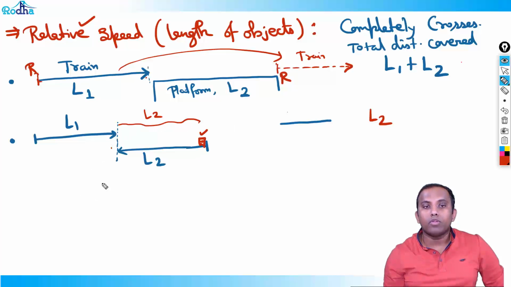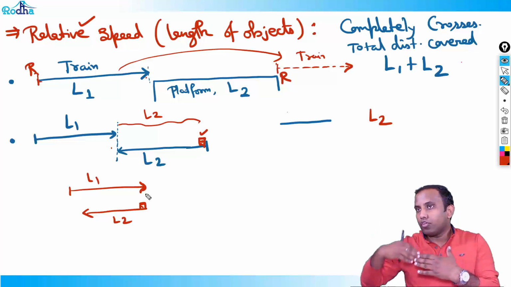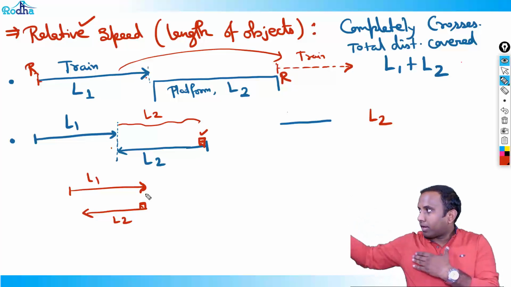Okay, now when the situation becomes like this, the first train is like this, and the second train is like this, and you have come here. So you have come here now. This is L1 length, this is L2 length. Now you are at the back end of your train, and the front parts are now the same.